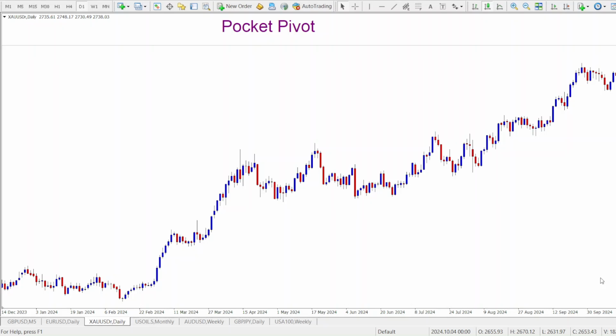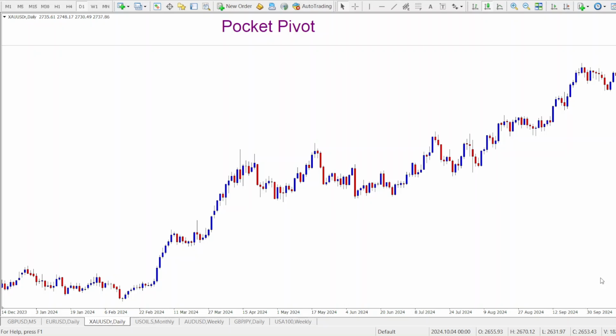In this video, we are going to be looking at a powerful tool that many traders overlook, which is the pocket pivot. Okay, so if you are looking to strengthen your entries, improve your timing, and gain an edge in the Forex market, then stick around because pocket pivots might be exactly what you need.